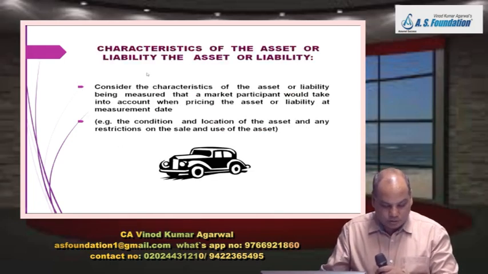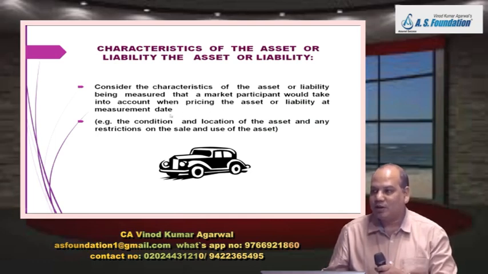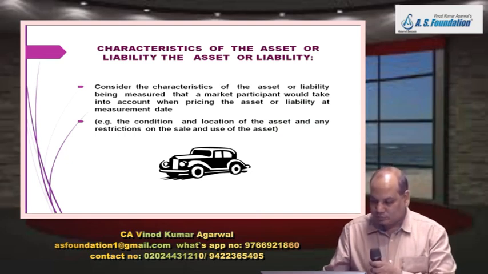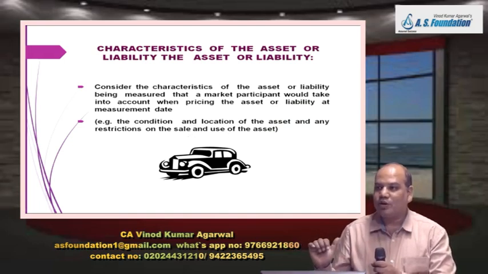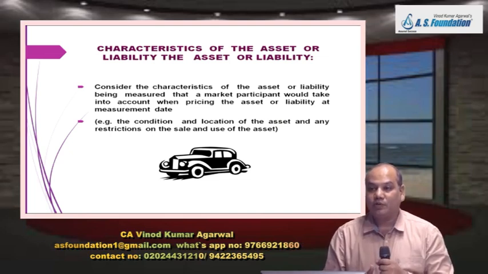Okay. Now next is the characteristics of the asset or liability. Characteristics of the asset or liability is taken into consideration by the market participant in determining the fair value of the asset or liability at the measurement date. For example, location and condition of the asset and any restriction on the sale and use of the asset. Now, is the restriction on sale and use of the asset applicable to the entity we are talking about here, or to the market participant? Market participant, not to the entity.